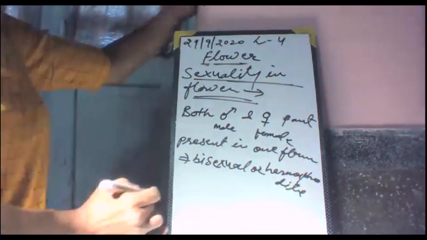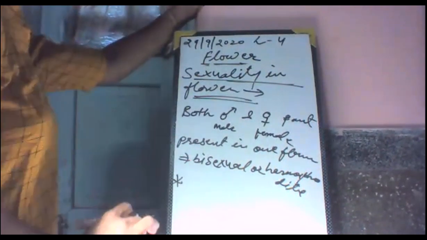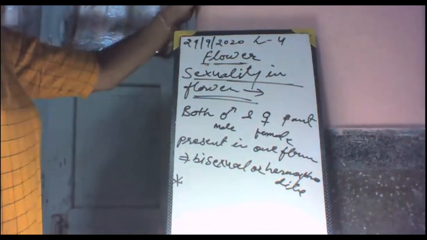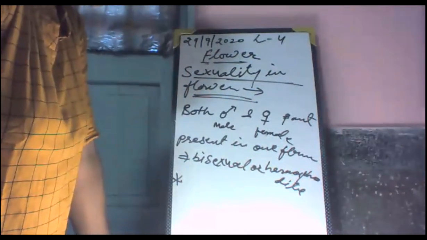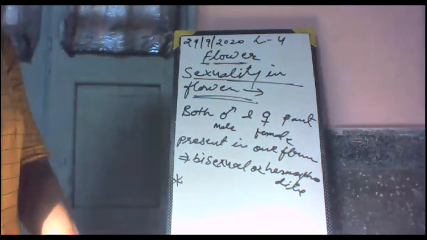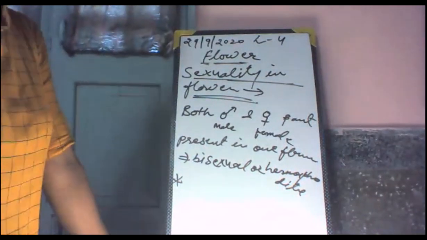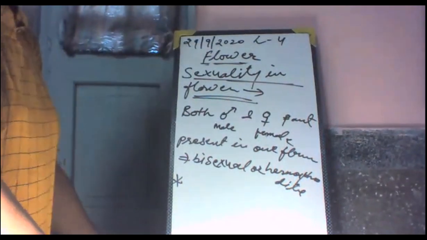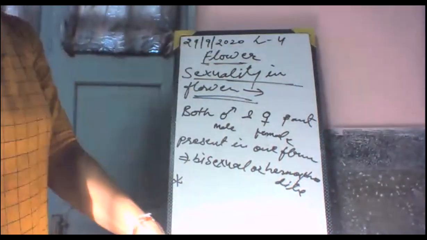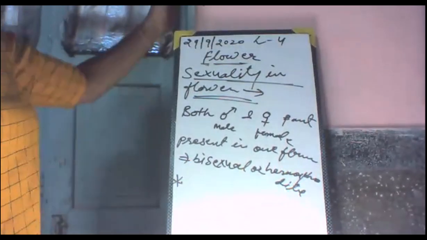In some plants, only the gynoecium is present. In some cases, only the androecium is present. Only stamens are present in one flower. It is known as an incomplete flower or staminate flower.